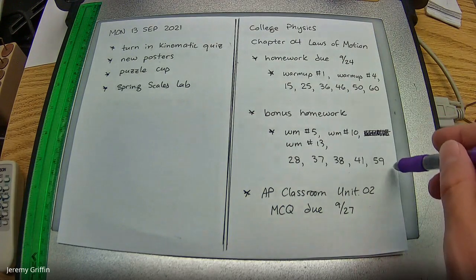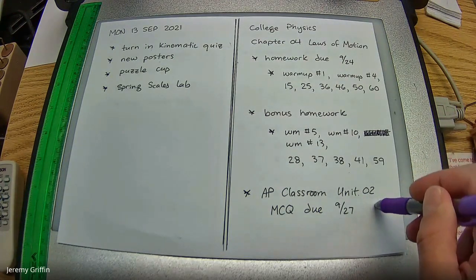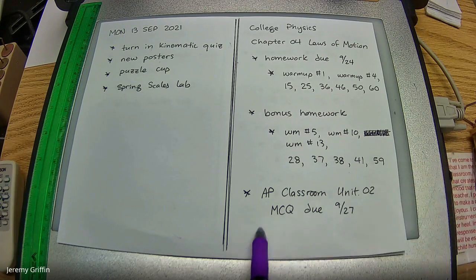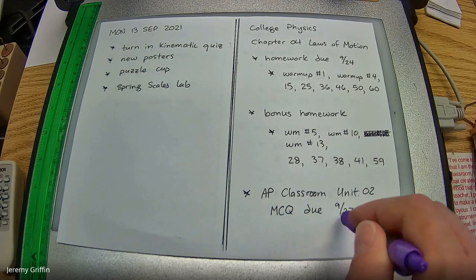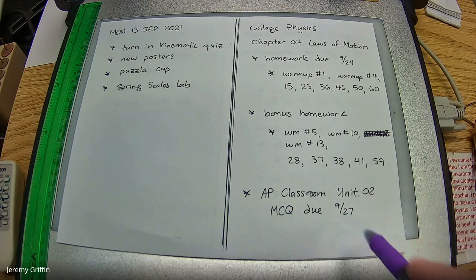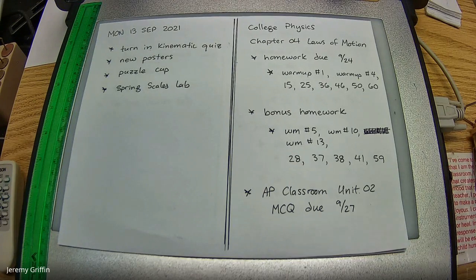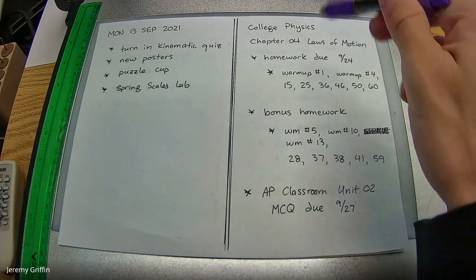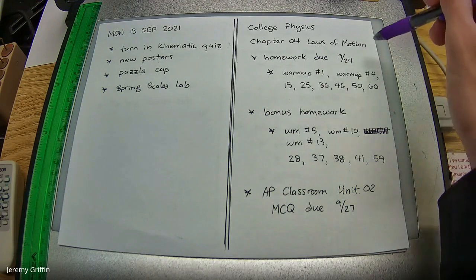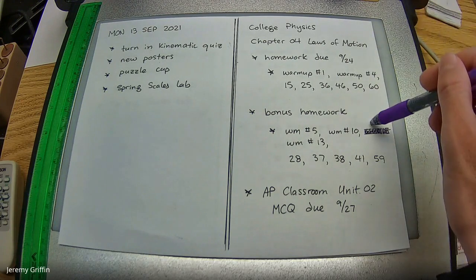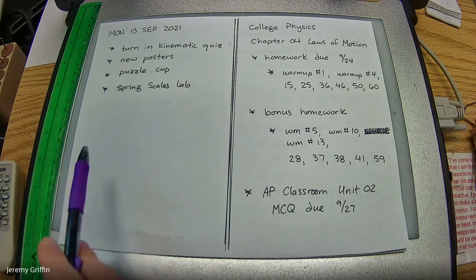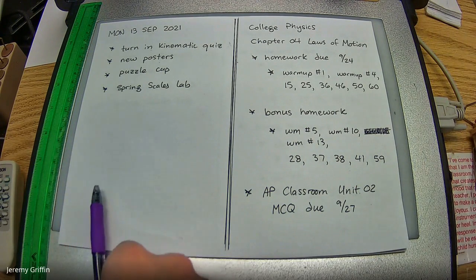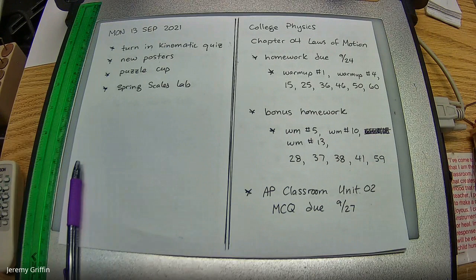Also, AP Classroom Unit 2 multiple choice has been open for a while, so that'll be due on this particular date, 9/27, which is a Monday, and then we'll do what we did before. I'll take a day to go over those. Any questions about these assignments? Okay, so a traditional assignment, a bonus assignment that you're exempt from unless you want to do it for points, and then AP Classroom.